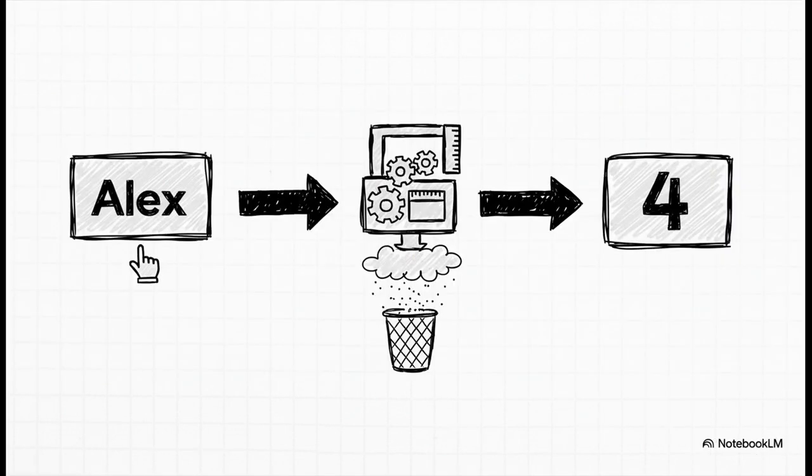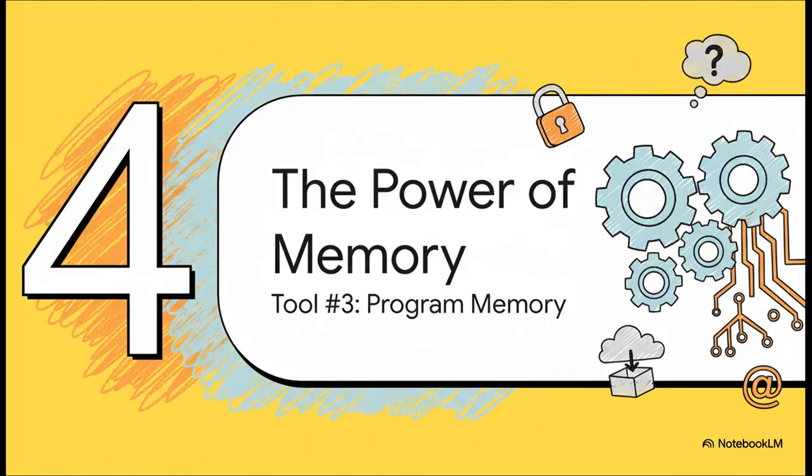So yeah, the program works, but we've got a big problem. We've figured out the length of the name, but in the process, we've lost the name itself. The name Alex was used for one tiny calculation and then, poof, it was thrown away. For any program that's more complex than a single line, this just isn't going to work. So how do we solve this?